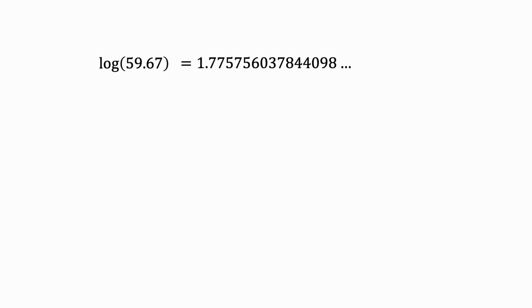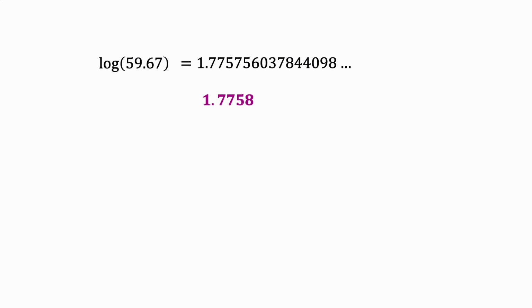The 1 means that this is something times 10 to the 1, right? 59.67 is 5.967 times 10 to the 1. The 0.7757, all that stuff, is the part that tells us what times 10 to the 1. So we're going to write this as 1.7758. You'll notice that I had to round that last 7 up to an 8 because of rounding rules. Okay, so those are straightforward calculations.